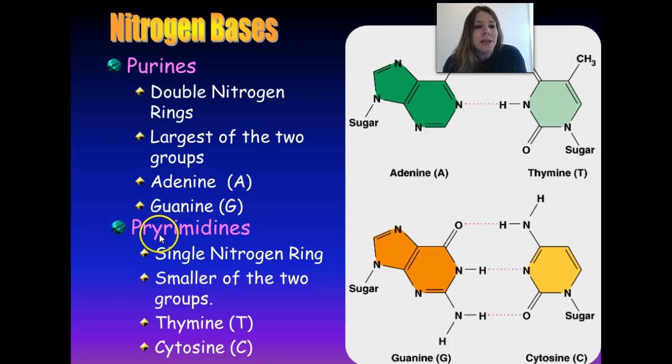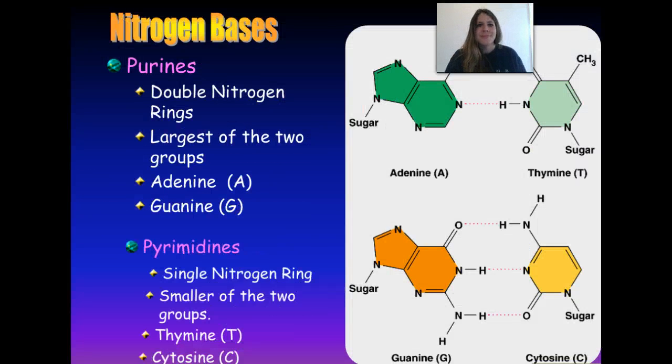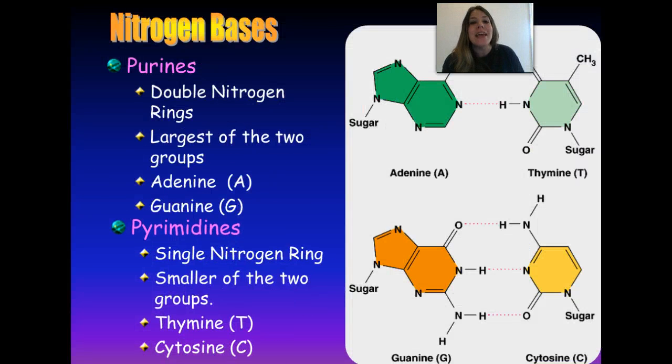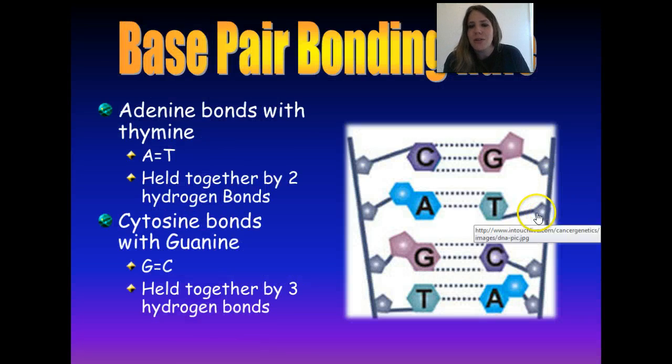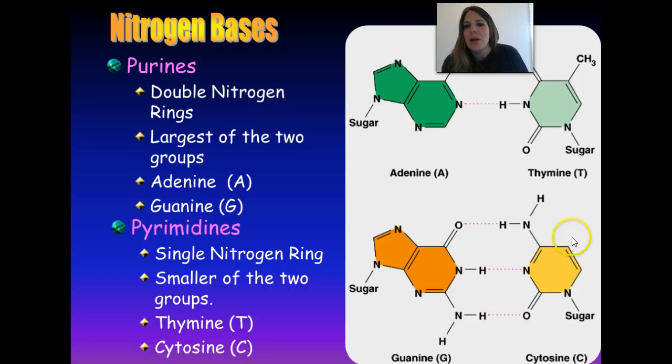Then we have the pyrimidines, and these are the smaller of the four, and they include thymine, which we abbreviate with a T, and cytosine, which we abbreviate with a C. So here is thymine, here is cytosine, and again, look how similar these compounds are to each other. Not a whole lot of difference here. There's a double bond to an O there, and instead here there's an NH2, and this one's missing a methyl group, but other than that, the exact same compounds.